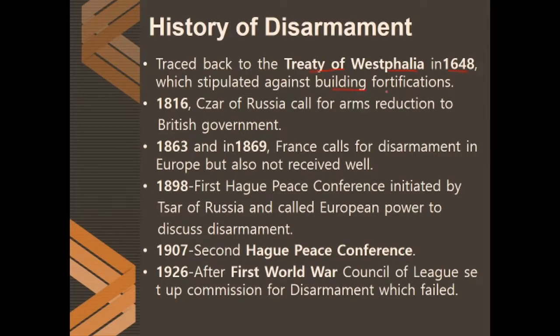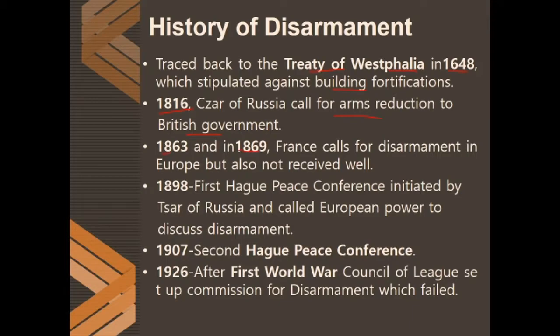And as we know, the Treaty of Westphalia is also famous for giving the concept of nation state that we discussed in the previous video. Then another major event in disarmament happened. It was in 1816 when the Tsar of Russia called for arms reduction to the British government, which was not received well by the British government. Then again efforts happened in 1863 and in 1869. France called for disarmament in Europe, but also not received well.